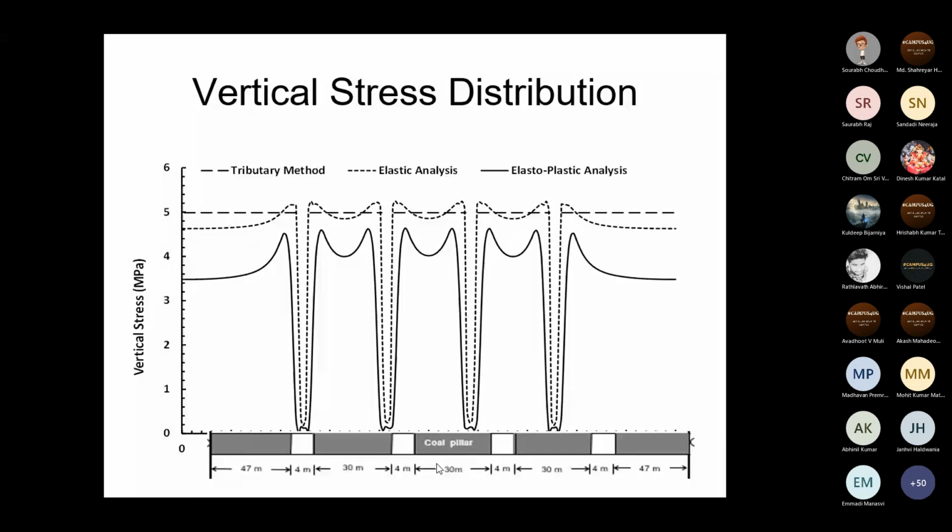So these three classes of stress determination are compared, and it is found that the stresses on these pillars by the tributary method are very high, except very close to the opening, where the stress is decreasing very slightly. Also in the middle of the pillar, you will see the stress is very low in comparison to the corner of the pillar, right?